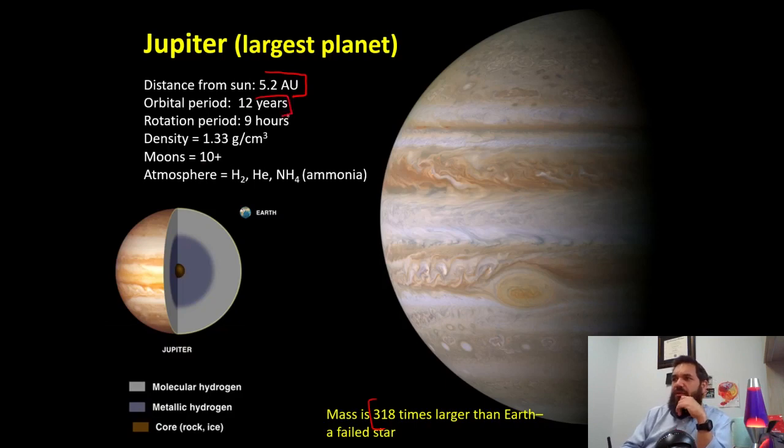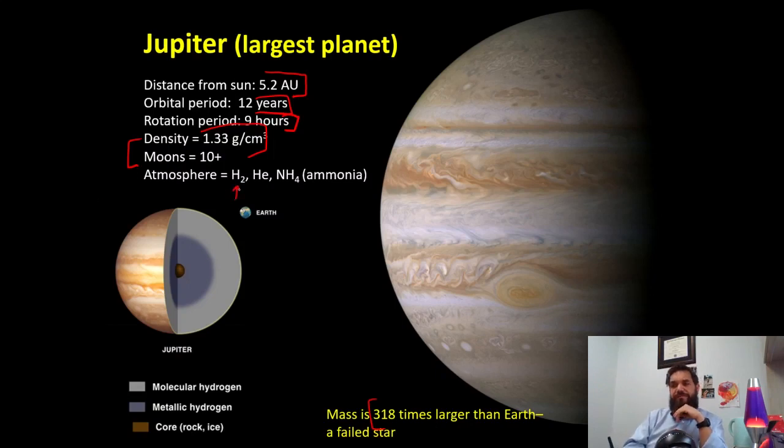So the orbital period is 12 years. That means it takes 12 years for Jupiter to go around the sun. But it only takes 9 hours for it to rotate on its axis. So it's rotating super fast. And because of that rotation, and also because of the metallic hydrogen, Jupiter generates a very strong magnetic field. All right, so density is only 1.3. That's because of all the gases there. Gases have a lower density than rocks and metal, obviously. The moons, I put 10 plus here because there may be 10 pretty large ones, but there are many, many objects that are captured in Jupiter's sizable gravitational field.